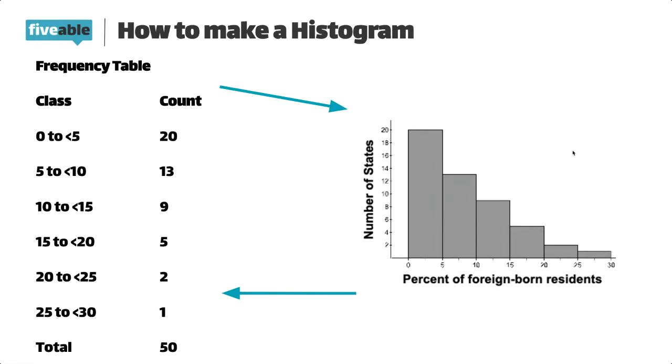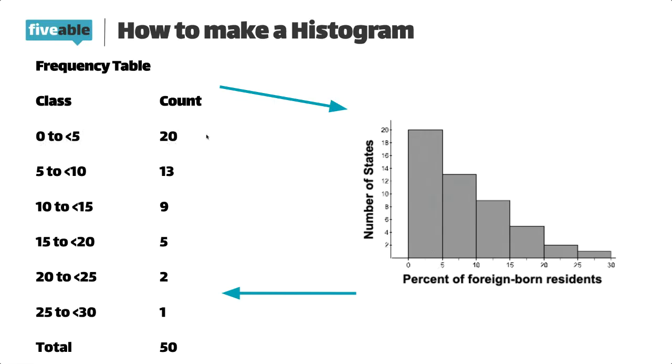Here's another example. On the bottom, we have percent of foreign-born residents. On the left-hand side, we have the number of states. So we can clearly see in our frequency table that 0 to 5% of foreign-born residents, 20 states have that proportion. So over here, between 0 and 5%, I have the bar going up to 20.